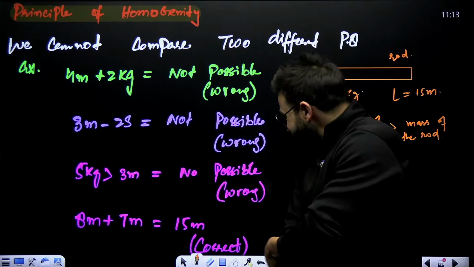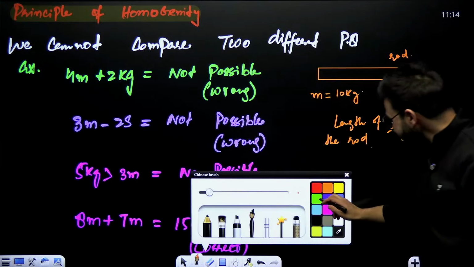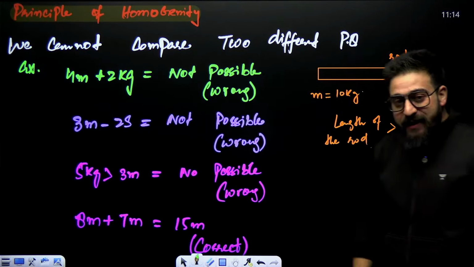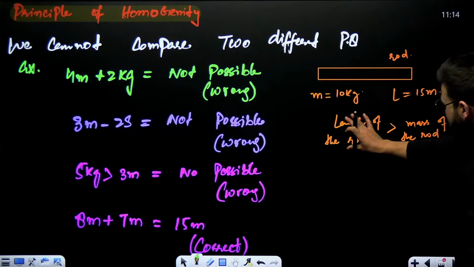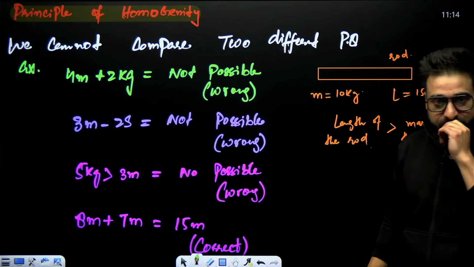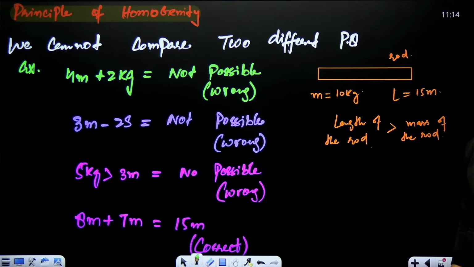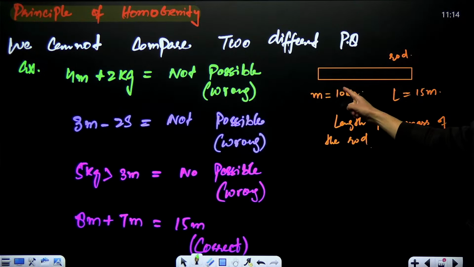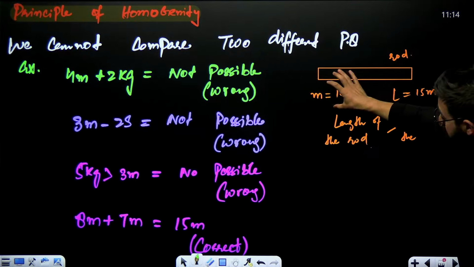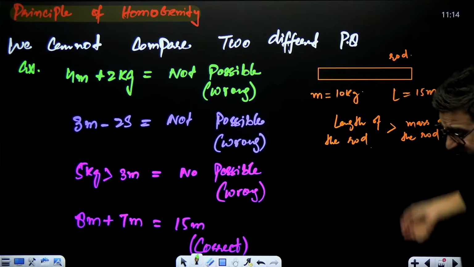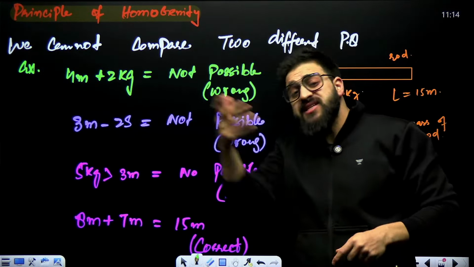Okay. Now, guys, take a look. In this particular case, the length of the rod is greater than the mass of the rod. I would say it is wrong. Why? Because it is incorrect. You cannot compare mass with length. Length is a different physical quantity. Mass is a different physical quantity.